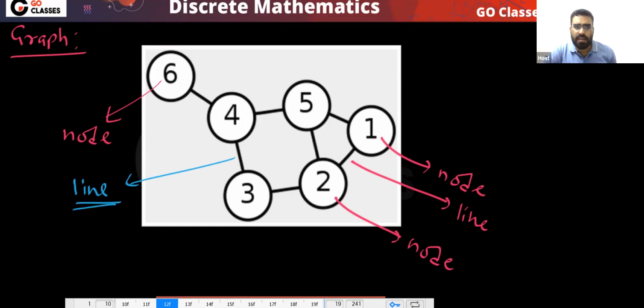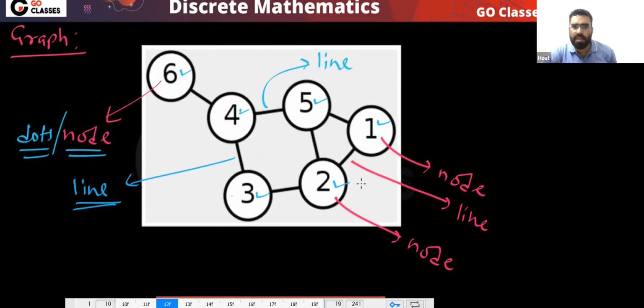What is a graph? In graph theory, a graph is just some dots and lines which are connecting these dots. So for example, these are the dots. Okay, total 6 dots we have. I can say total 6 nodes we have, or I can say dots we have. So these are the dots, and these are the lines which are connecting these dots. This is a line which is connecting these dots.